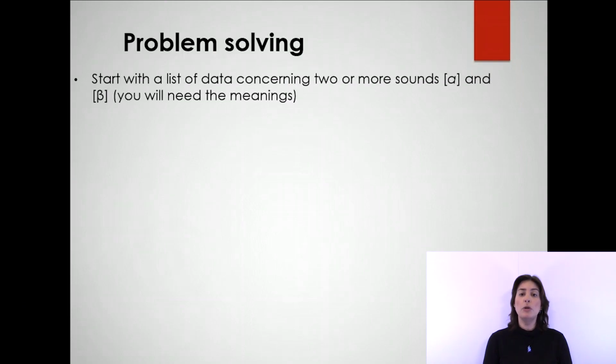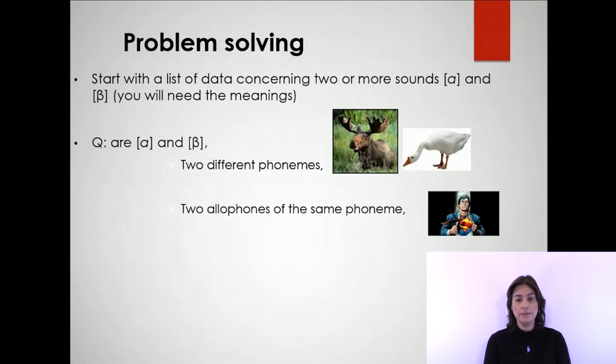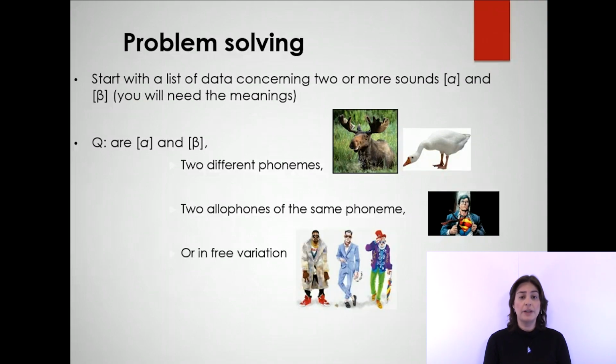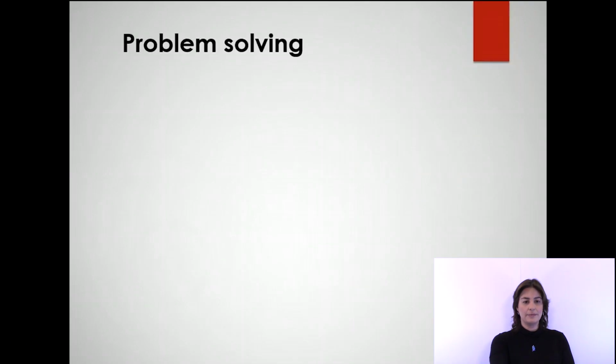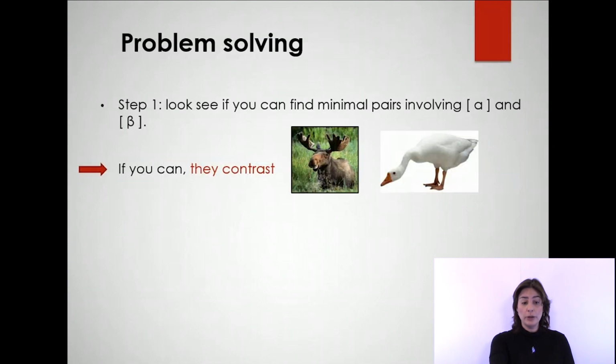The question will most often have the following shape. Are alpha and beta two different phonemes, a moose-goose situation? Two allophones of the same phoneme, a Clark Kent Superman situation? Or in free variation, in the language in question? So how do we go about solving this problem? The first step is to see if you can find minimal pairs involving alpha and beta. If you can, they contrast. This is a moose-goose situation.